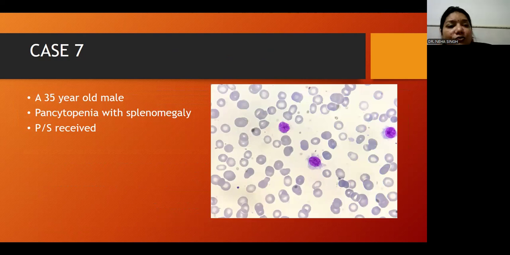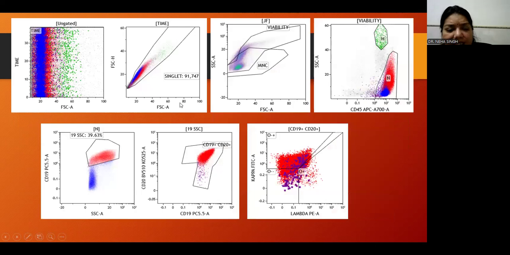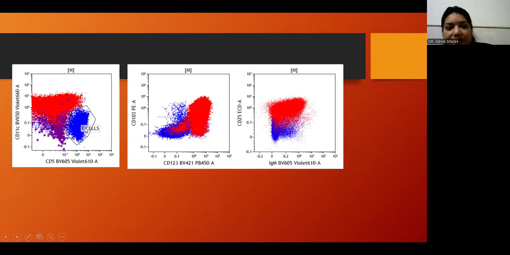So next, moving on to the next case, it's a 35-year-old male presenting with pancytopenia and splenomegaly. You can see some projections here, which are seen in occasional cells. You do a flow, you see a high side scatter in the CD45 bright region. You see kappa restriction in the CD19 CD20 dual positive cells, which are shown in red. You put up the additional hairy cell markers and see CD11c, CD103, CD123, and CD25 being expressed.